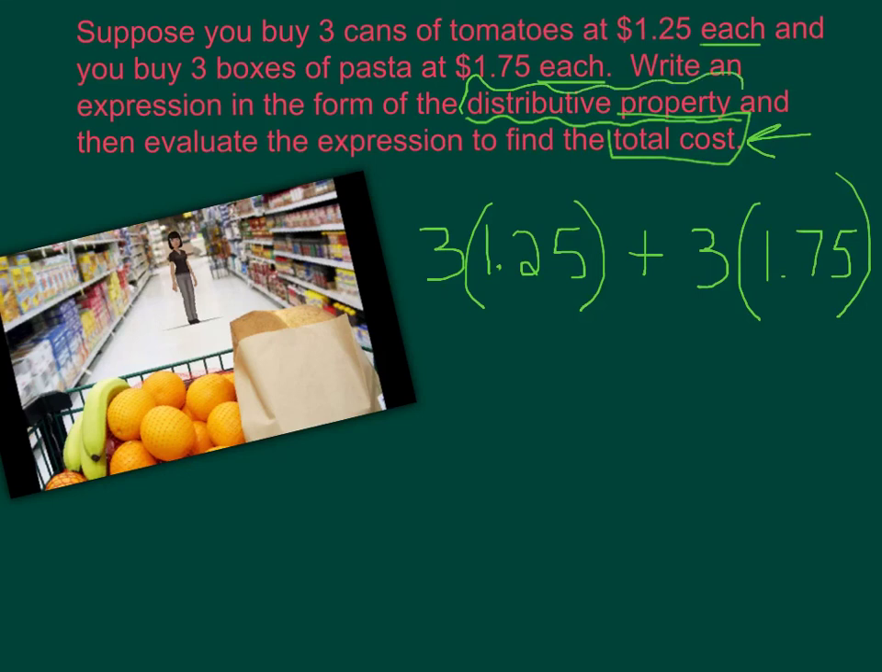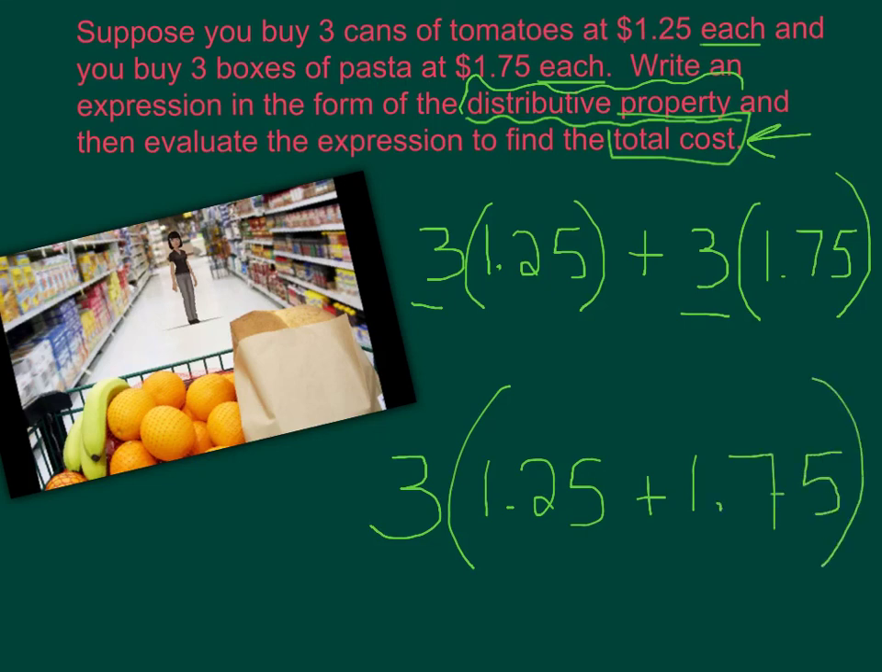So I want you to think backwards now. If we've multiplied both of these numbers by the same number, to write it in the distributive property, you can do it like this. 3 times the sum of 1.25 plus 1.75. And do you see how these two expressions are equal, but this one is in the form of the distributive property. So now we actually have to evaluate it, which just means let's find out what it equals.